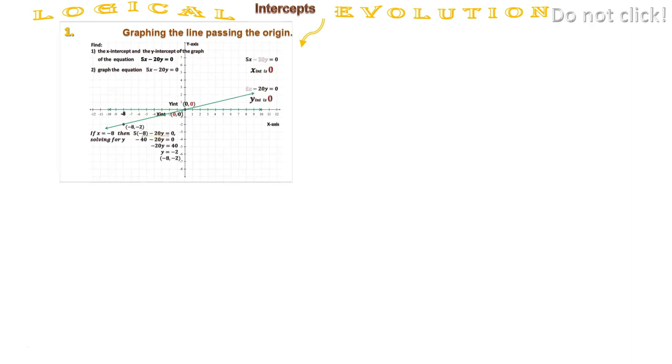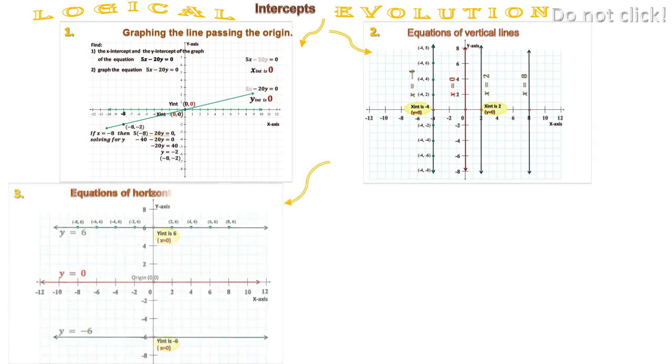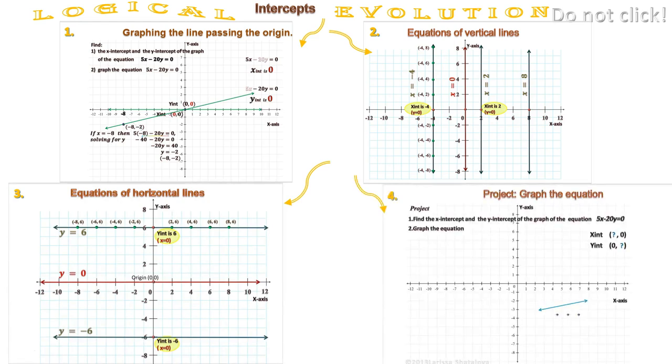Now we can graph a line if the line is going through the origin, because we know the table method and we know how to find x and y intercepts. And we are ready to write an equation of vertical lines and then for horizontal lines. After that, we will practice the project, graph the equation.